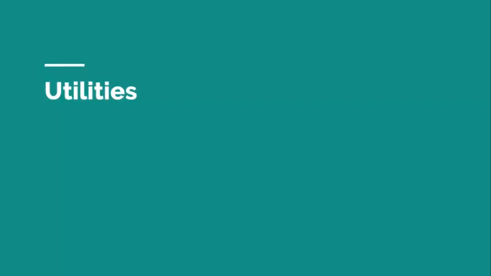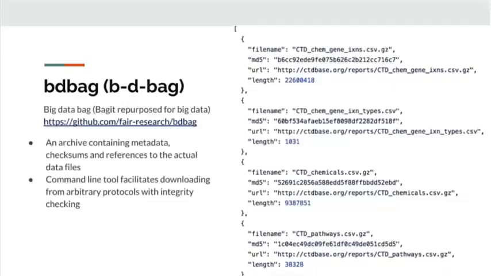Okay. Now that we know a little bit about DCPPC, I'll start talking about some of the tools involved in this. So the first tool I'm going to talk about is BDbag. A BDbag is basically an archive containing metadata and checksums and references to the actual data files that the BDbag is supposed to represent. And there's a command line tool, a graphical user interface that goes on front of that command line tool, and in fact an API service in development for building these BDbags.